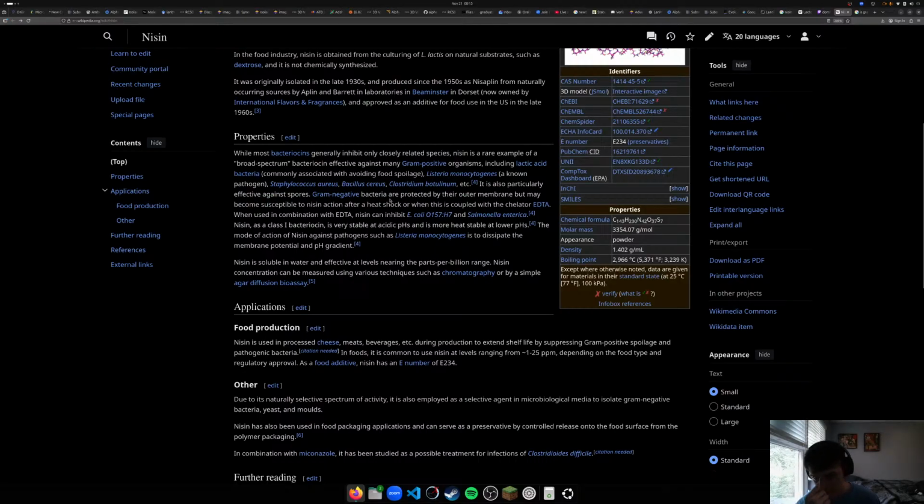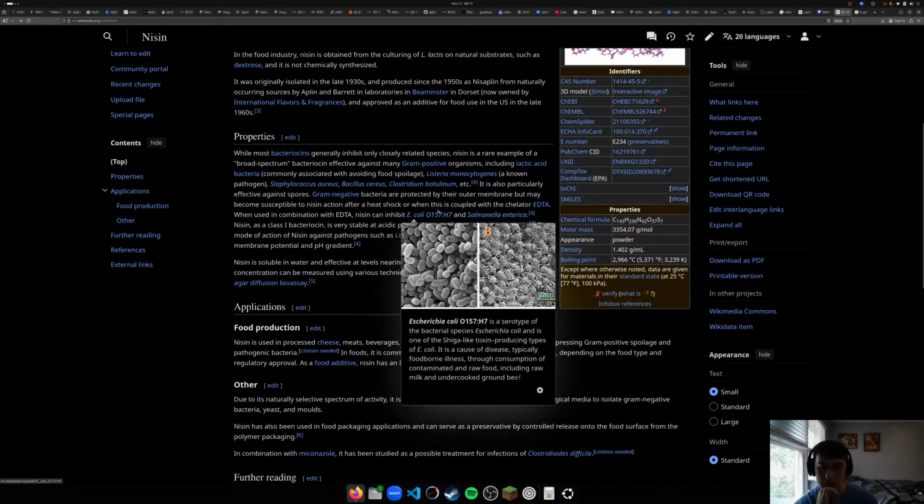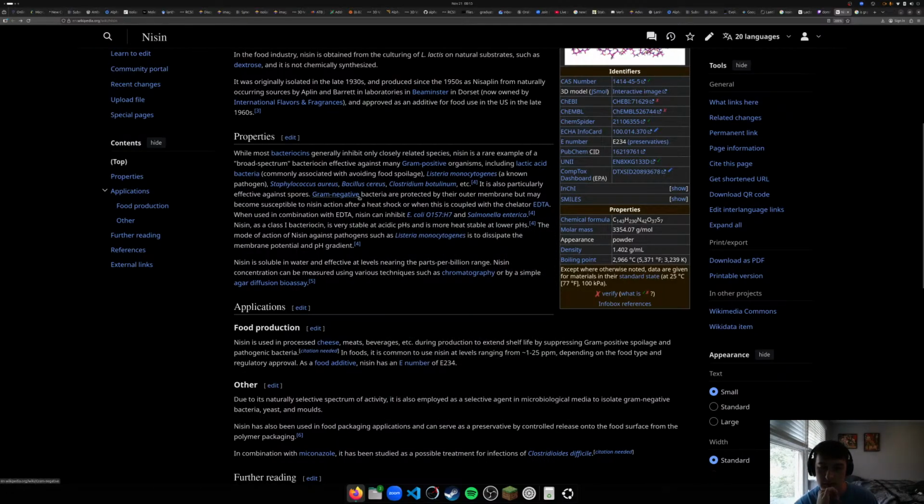Gram-negative bacteria are protected by their outer membrane, but may become susceptible to nisin action after heat shock, when coupled with a chelator. Okay. Class 1 bacteriocin, very stable at acidic pHs, even more stable at lower pHs. Mode of action, dissipate the pH gradient. Soluble in water.